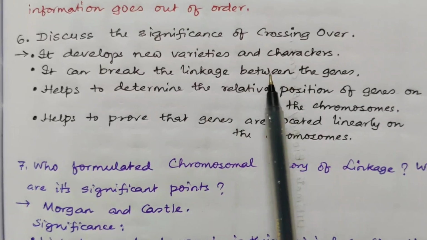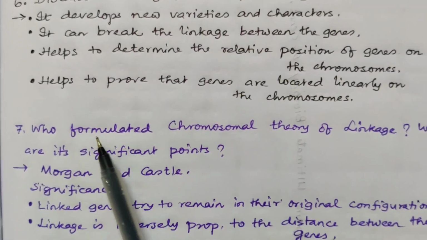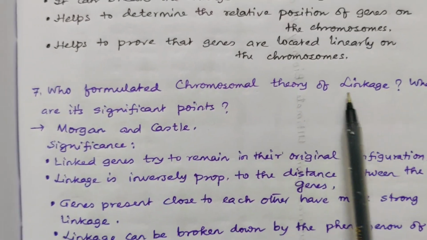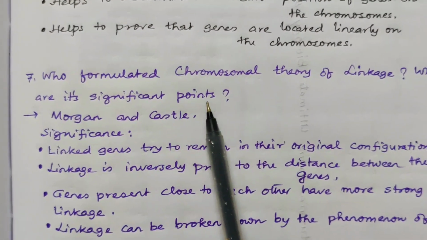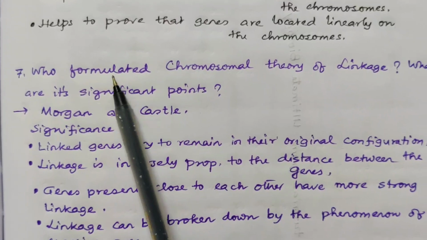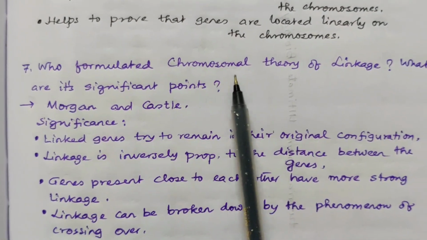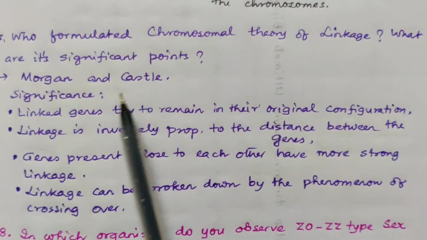So, we come to the next question. Who formulated chromosomal theory of linkage and what are its significant points? For the first question, we have Morgan and Castle. They formulated chromosomal theory of linkage.